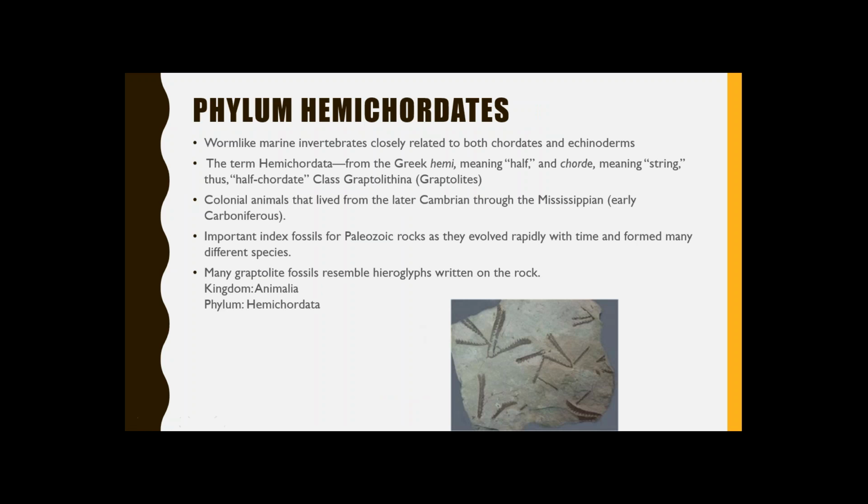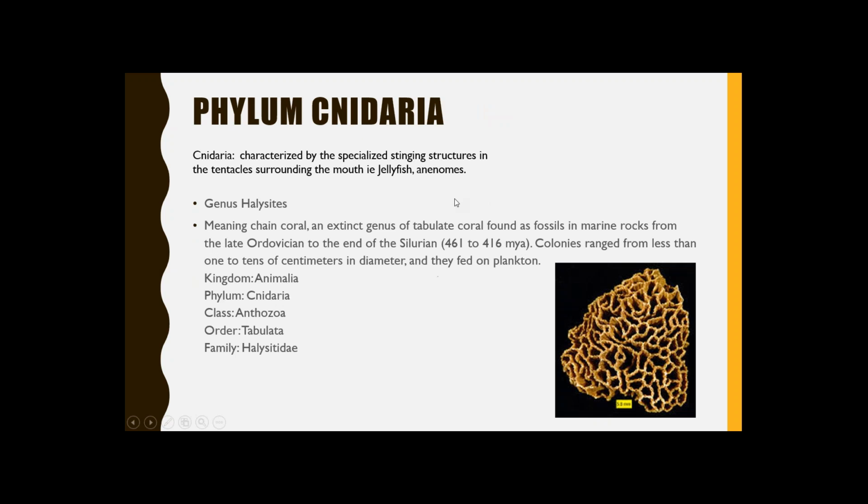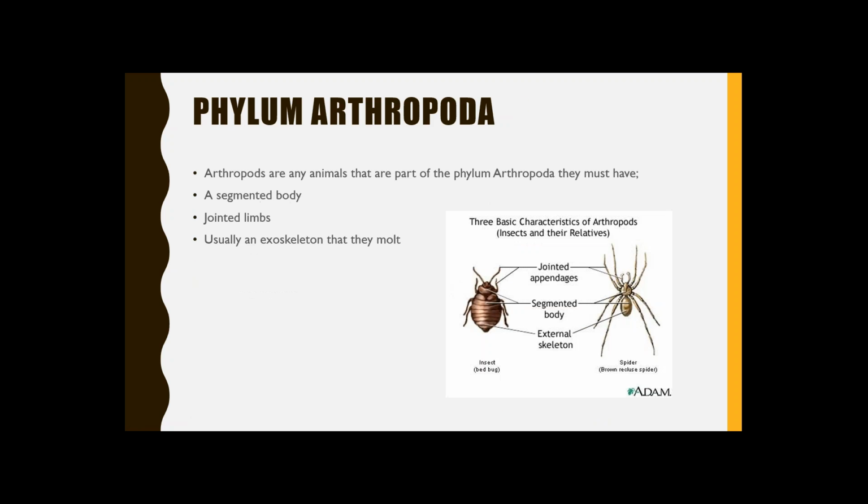Okay, and then the hemichordates are just these kind of worm-like fossils that we found, and that people often compare to hieroglyphs. So these are called graptolites. Okay, and the Cnidaria, again, are going to be characterized by their stinging structures, and these include animals that exist today, such as jellyfish, anemones, and corals.